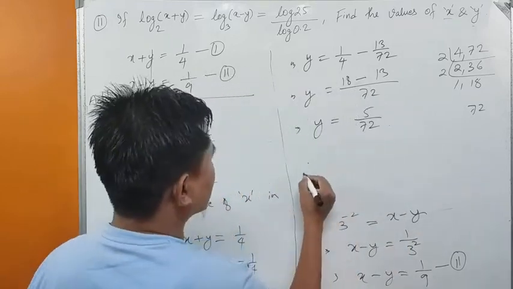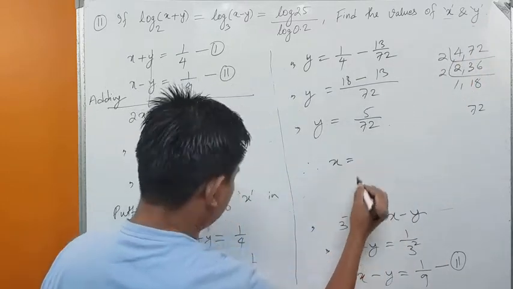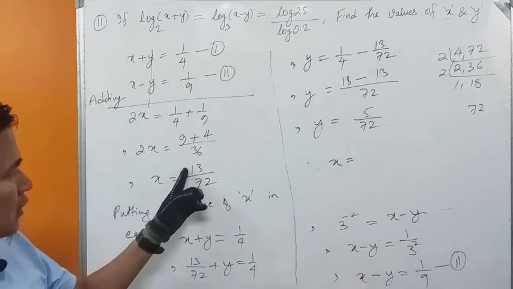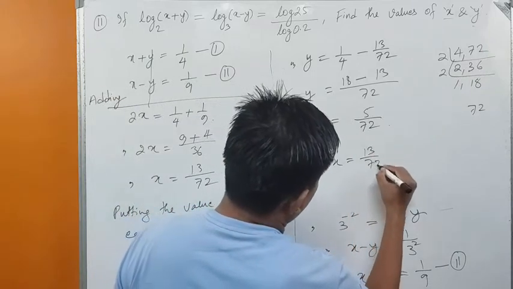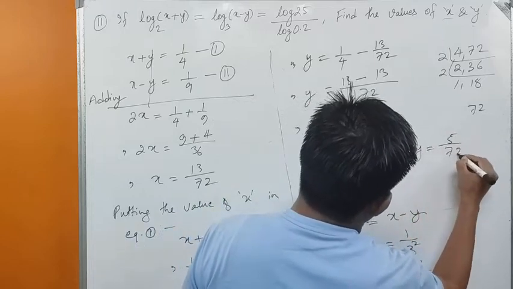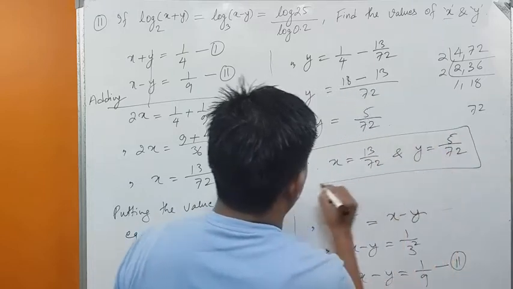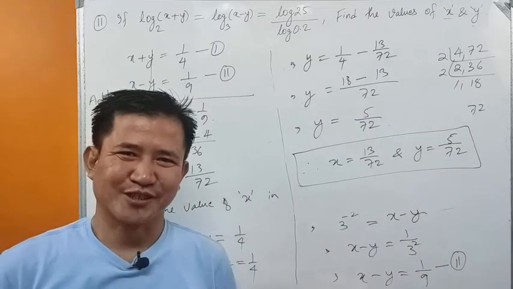Okay, so we were asked to find the values of x and y, isn't it? So x equals 13 upon 72 and y equals 5 upon 72. So these two are the values of x and y. I hope you got this. Now let us move on to the next question.